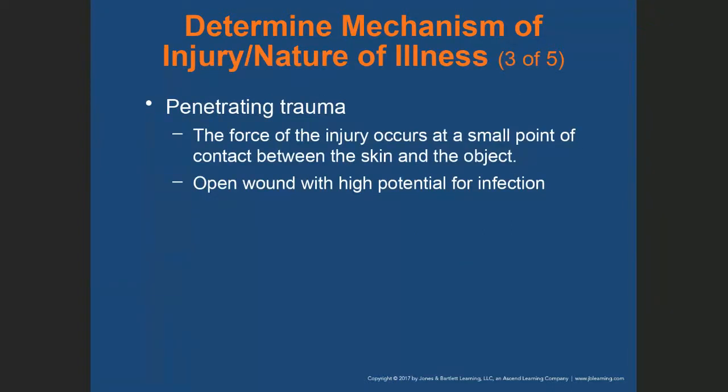For penetrating trauma, the force of the injury occurs at a small point of contact between the skin and the object. An open wound with a high potential for infection exists. In the pre-hospital setting, our primary concern is bleeding control. Secondary, we think about infection control.